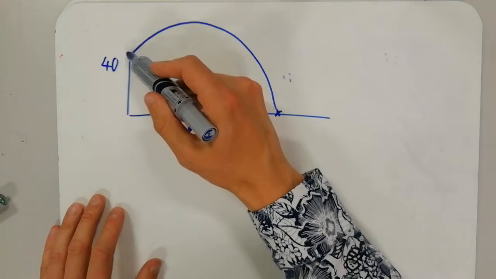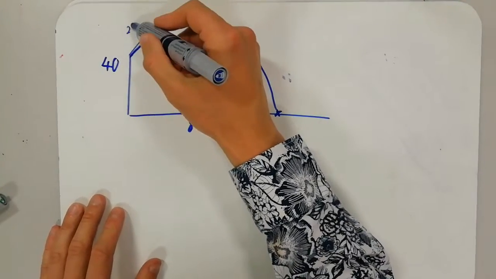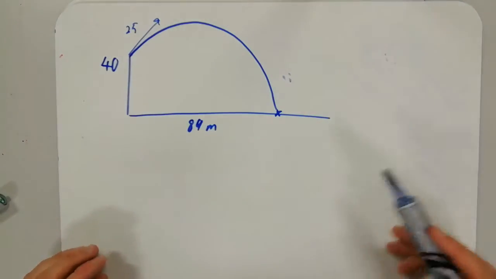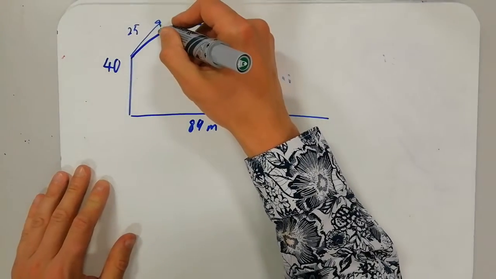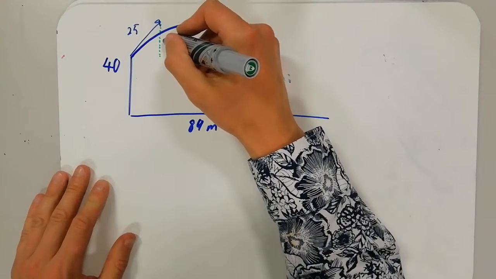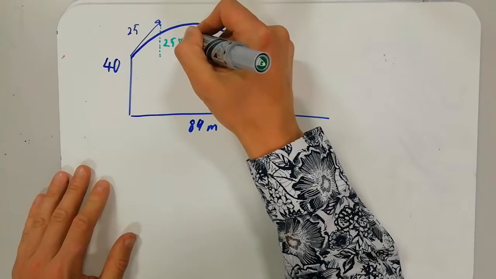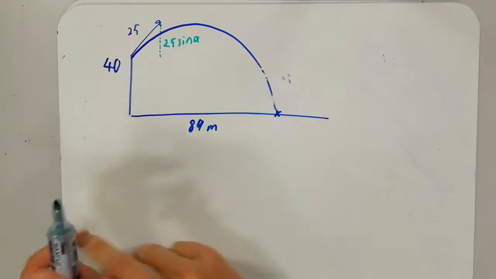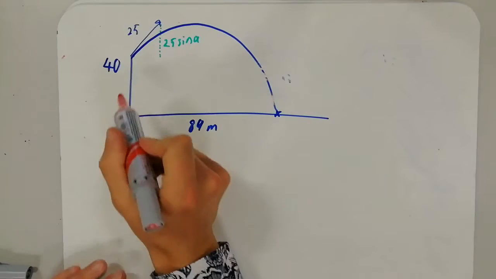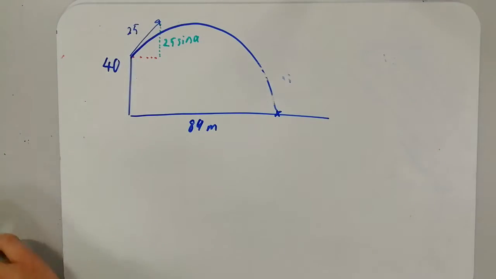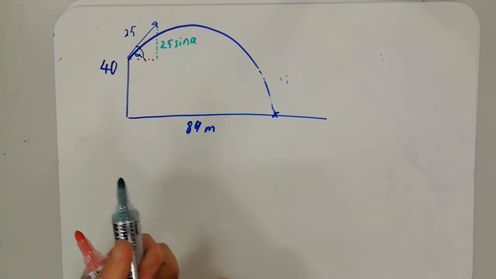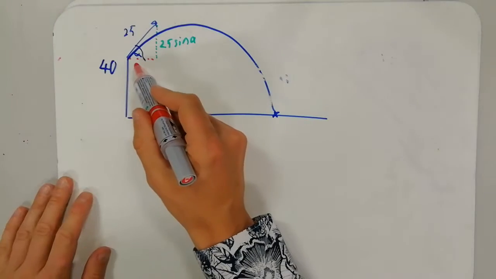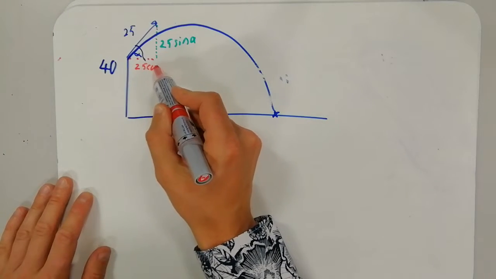That initial projection had a speed of 25 metres per second, and we always split into vertical and horizontal. So let's split it into vertical, speed of 25 sine alpha, because remember we've got our angle of projection alpha above the horizontal. Our horizontal speed will be 25 cos alpha.